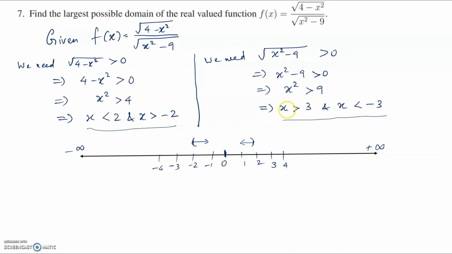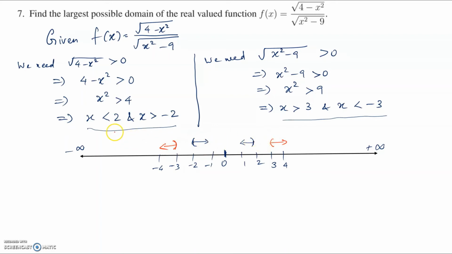Okay, for the second condition, x is greater than 3, which means this is our 3. Sorry, this is our 3 here. So x has to be greater than 3, which means it should be in this direction. And x should be less than minus 3, which means x should be in this direction. So you can see that there are no common terms.